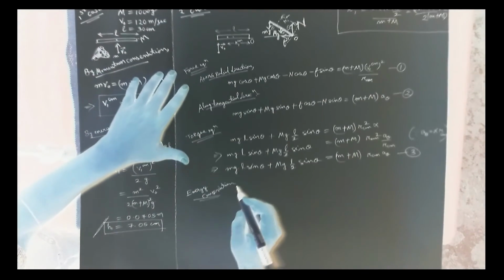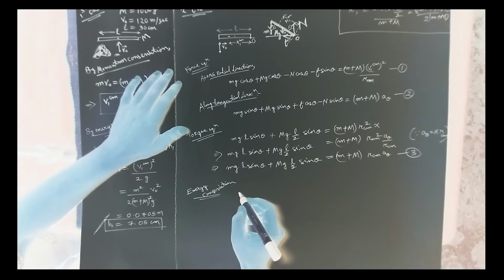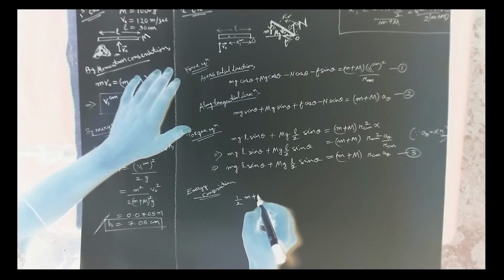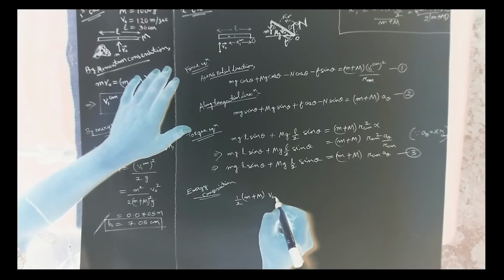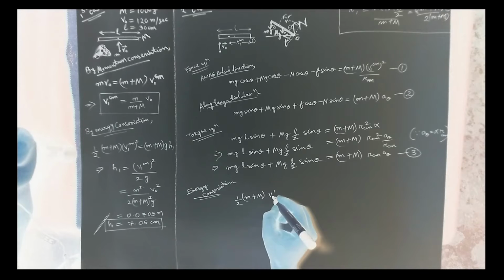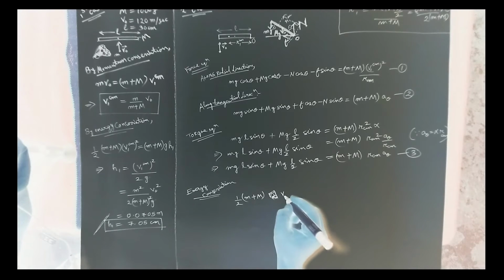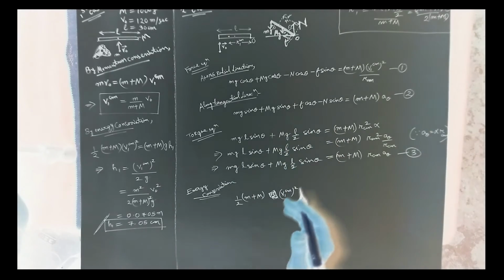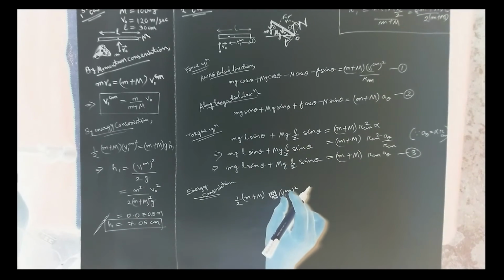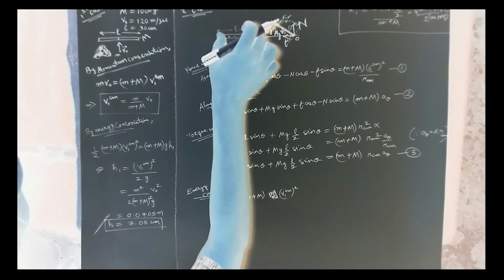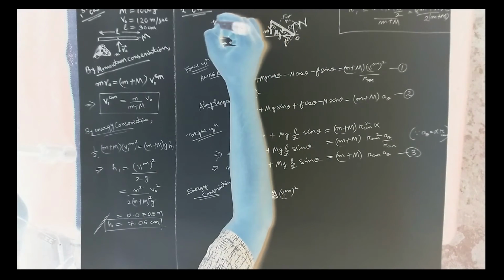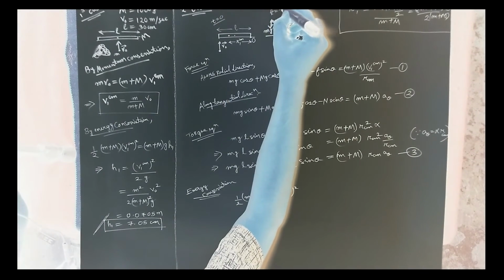So by energy conservation I can write half (m plus m) V1 cm whole square. After the bullet has been embedded in the block, what is the center of mass velocity? V1 cm square. It is just in this position. This is t equal to 0. This is the situation at t equal to t.